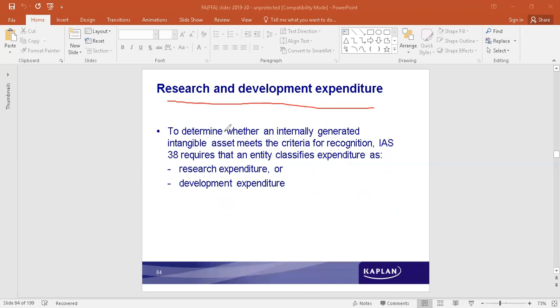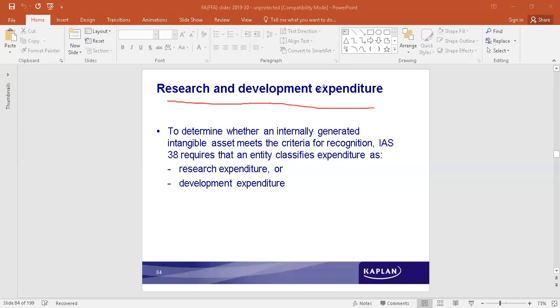Now, to determine whether an internally generated intangible asset meets the criteria for recognition, should it be accounted as an asset? There's no physical substance for research and development, R&D cost. So should it be accounted as an asset or not? Should it be recognized? The criteria here is that how long the benefit would be realized out of research and development is not certain.